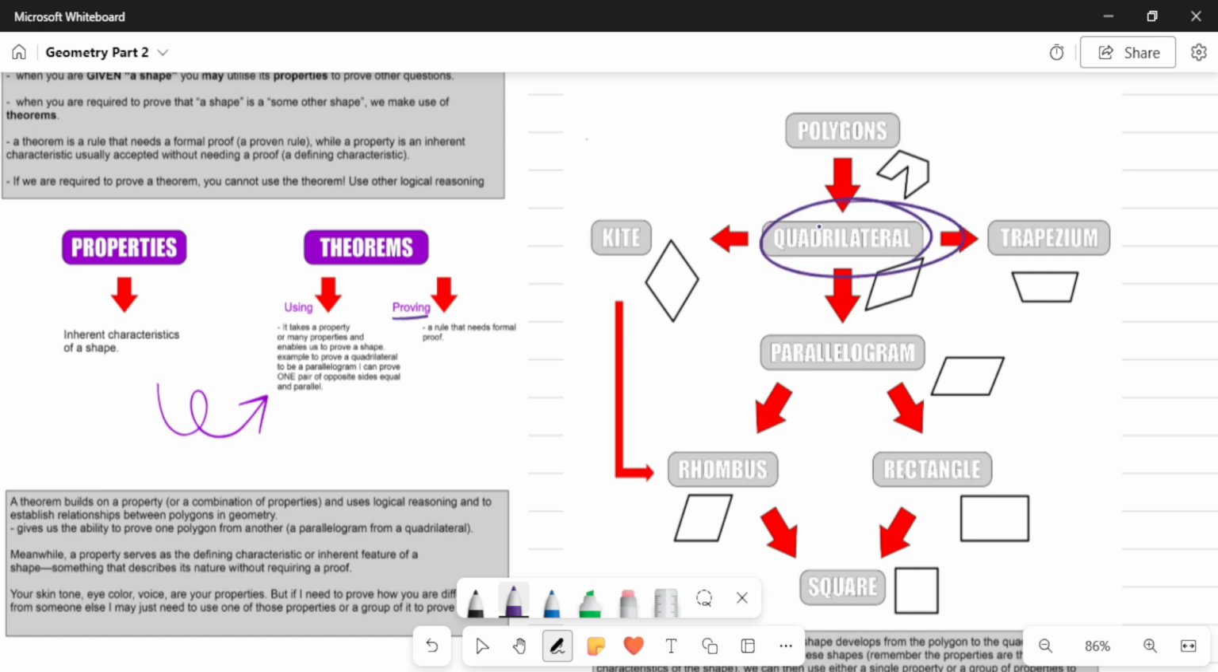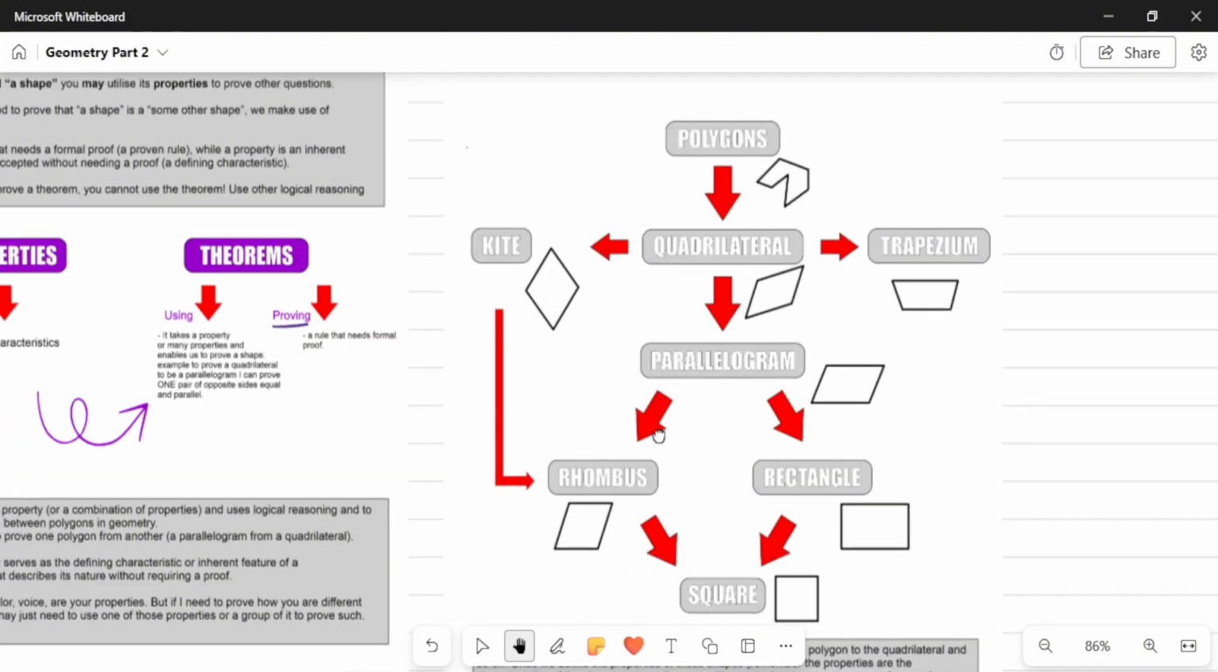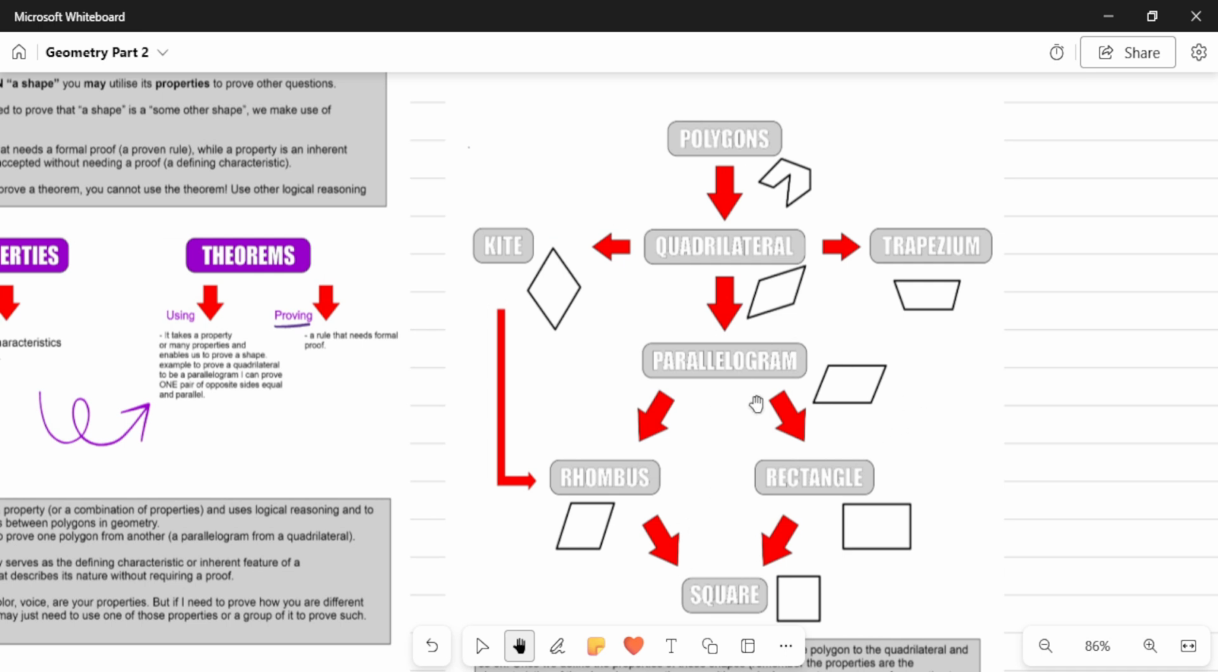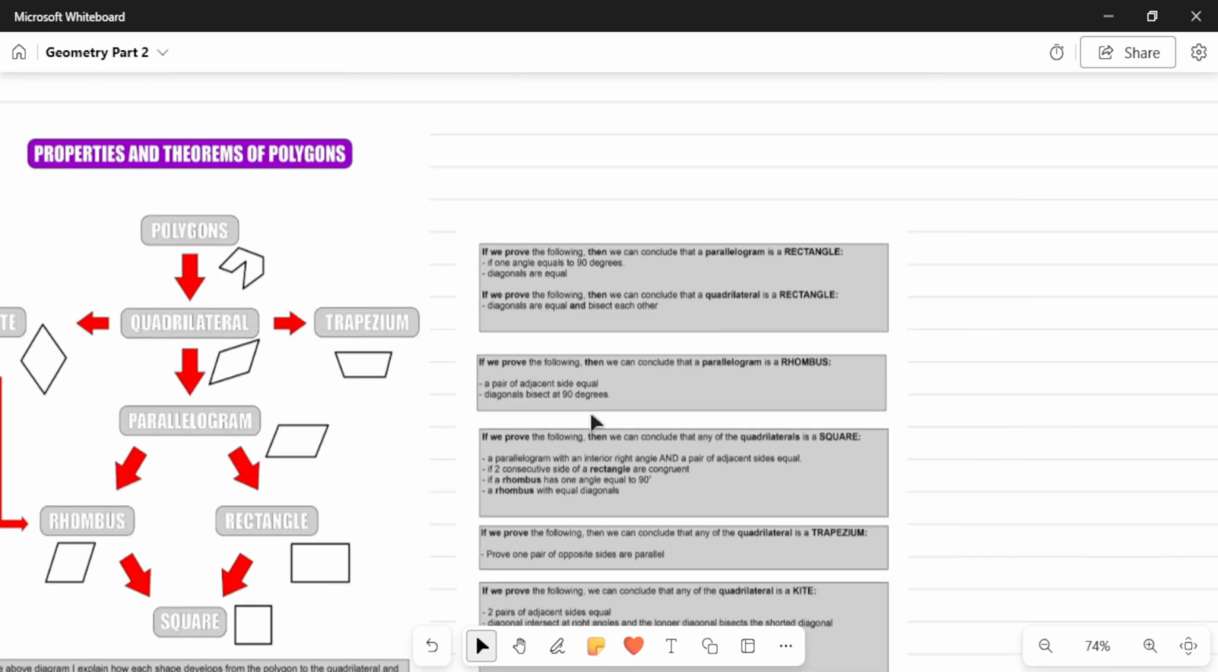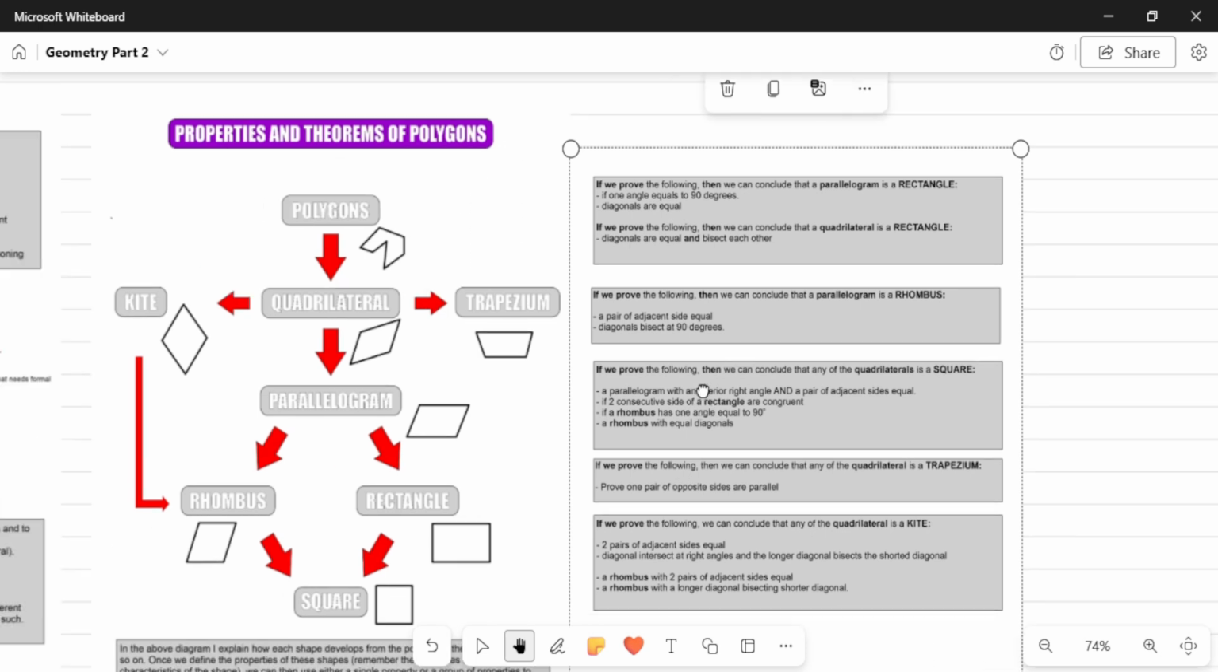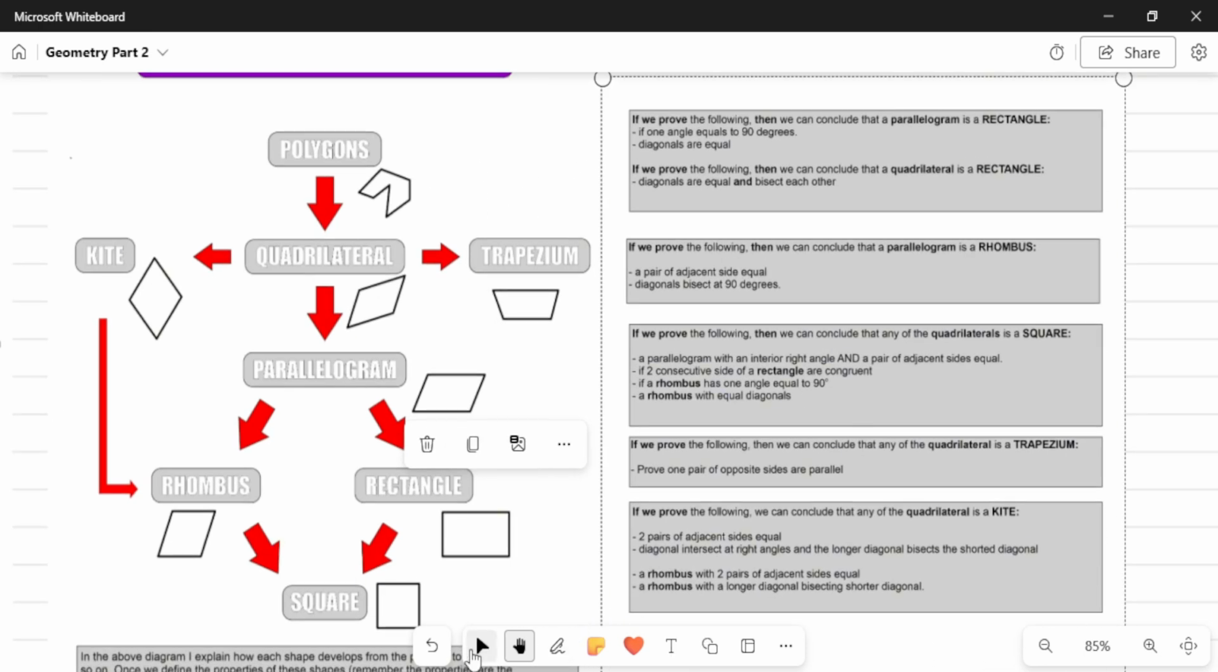When you're proving quadrilaterals to be parallelograms, you could either be asked to prove the theorem or be required to use the theorem. So keep that at the back of your mind. So let's go through this list and see exactly what we can learn from this. Right, so you need to keep this diagram at the back of your head. You have to keep this diagram because it's the only way I can explain it.